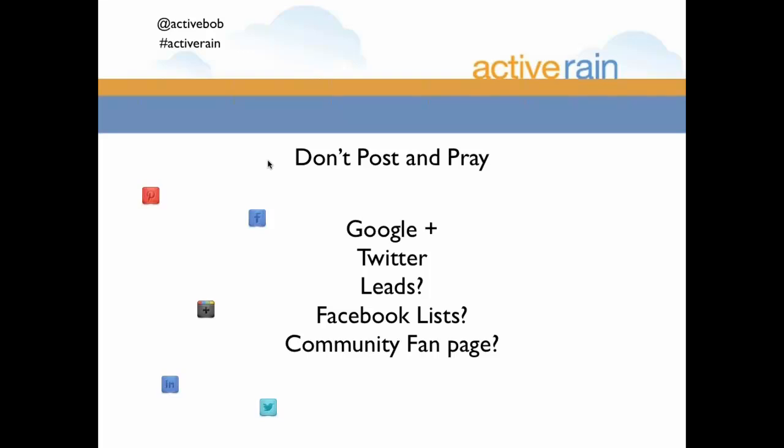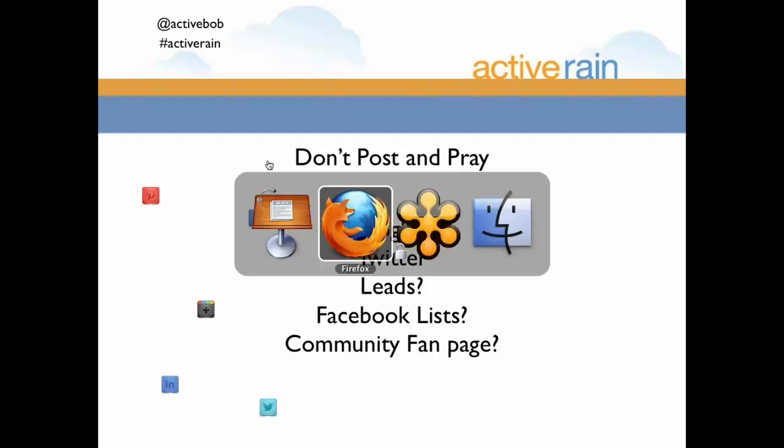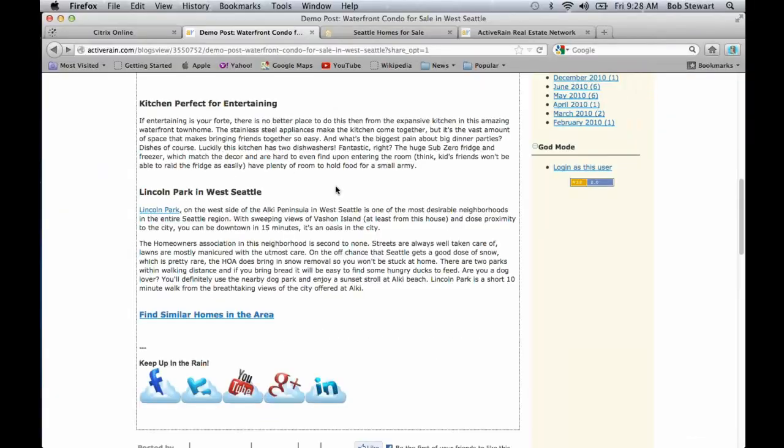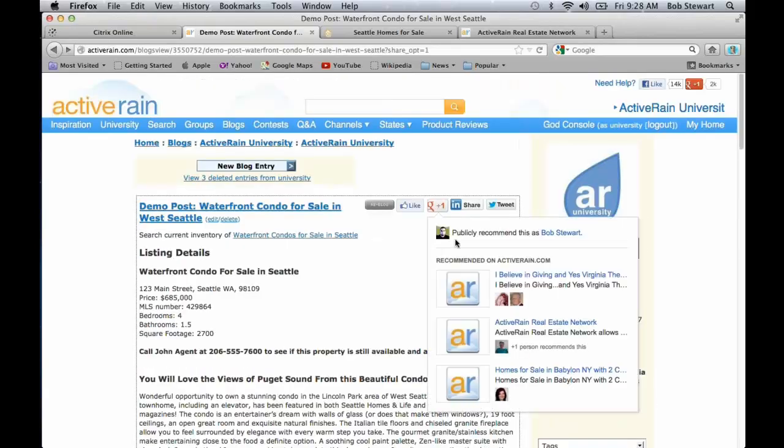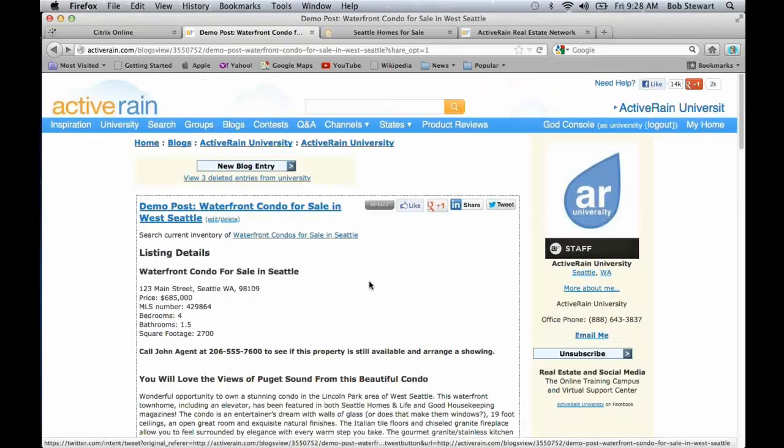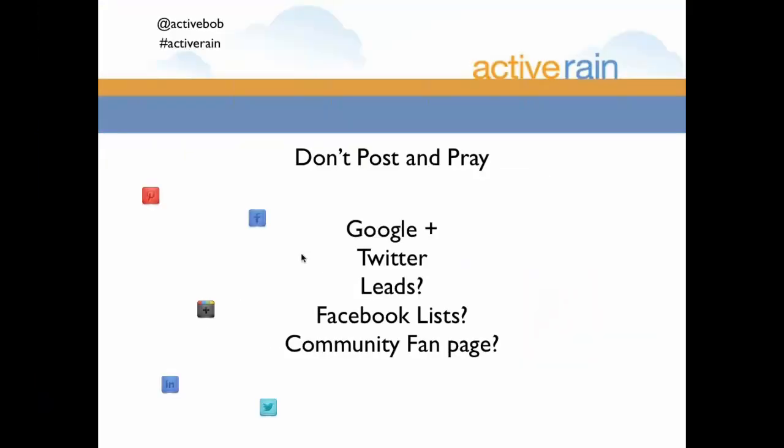I would suggest that you definitely take the opportunity to post your listings on Google+. ActiveRain makes it real easy, or we make it real easy for you guys up here at the top to share on Google+, or share on LinkedIn, or tweet your post out. So you want to make sure that you're getting it into these places. If you have lists set up on Facebook, maybe you choose to share it with a list. Maybe you've got a prospects list for people that you're connected to on Facebook that are thinking about buying in the next 120 days or something.